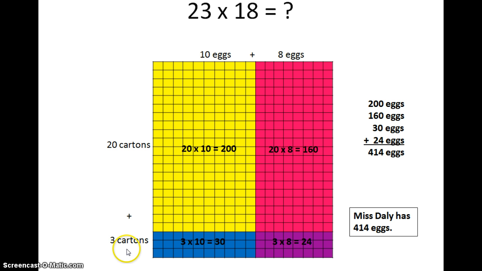Next we multiply 3 cartons by 10 eggs. 3 times 10 is 30 eggs. And lastly, our 3 cartons by our 8 eggs. 3 times 8 is 24 eggs. Now on the right here, you can see we added it all up. We have 200 plus 160 plus 30 plus 24 is 414 eggs. So all total, Miss Daly has 414 eggs.